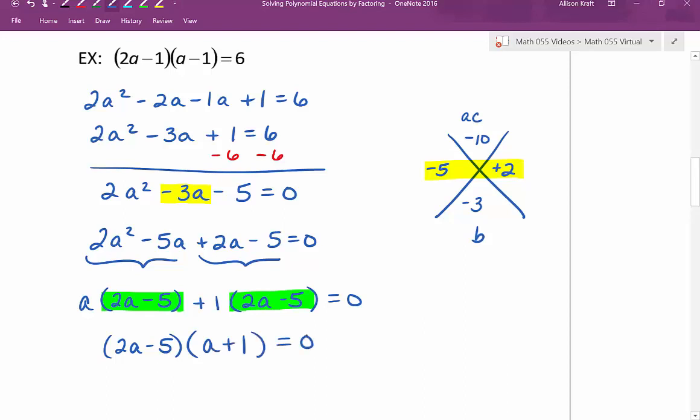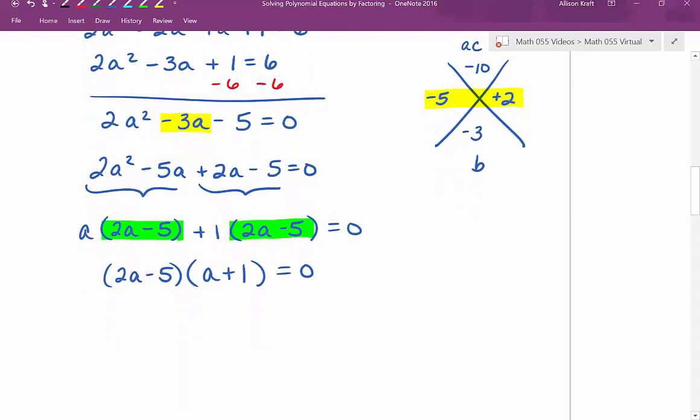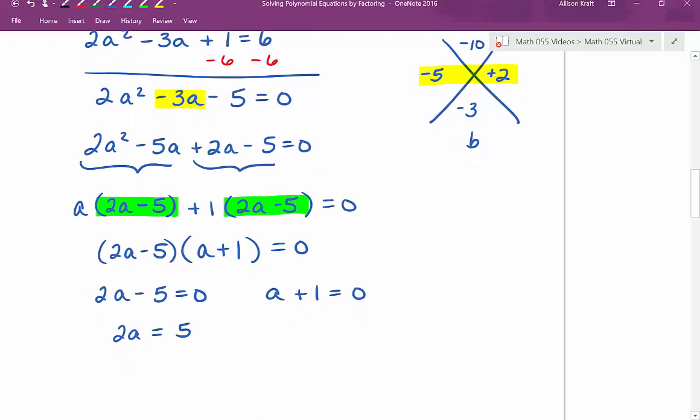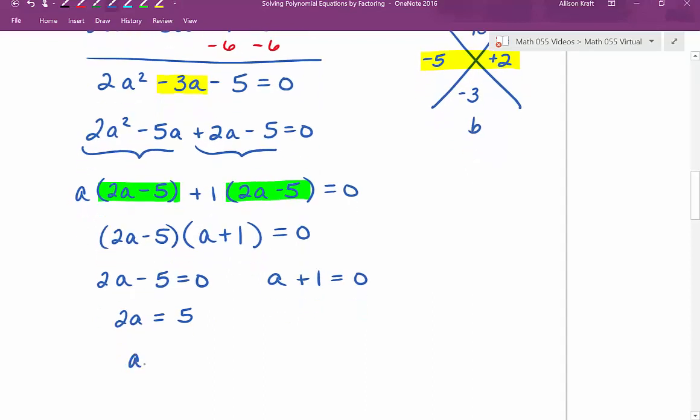Now that our polynomial is fully factored, we can apply our zero product property and set each factor equal to 0 and solve. 2a minus 5 equals 0, and a plus 1 equals 0. So 2a is going to be equal to 5, making a equal to 5 halves. Solving the other equation, we get a to be equal to -1.